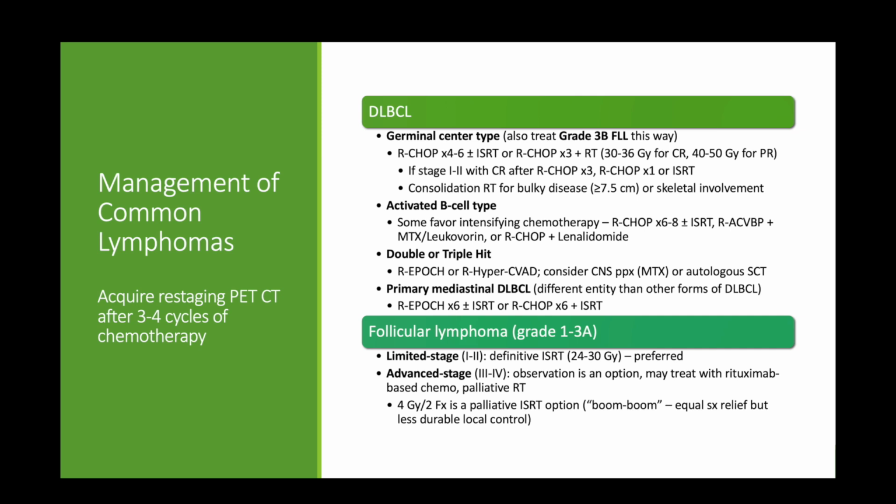Moving on then to follicular lymphoma. So remember, grades 1 to 3A follicular lymphoma are considered indolent. And for limited stage follicular lymphoma, so stage 1 to 2, we can just treat with definitive involved site radiotherapy to 24 to 30 gray. And that's the preferred modality, and these patients don't really need chemo. For advanced stage indolent lymphomas, so now we're talking stage 3 to 4 with disease on both sides of the diaphragm or non-contiguous extranodal involvement, observation is actually an option. We may also treat with rituximab-based chemotherapy, or we can treat with palliative radiation.